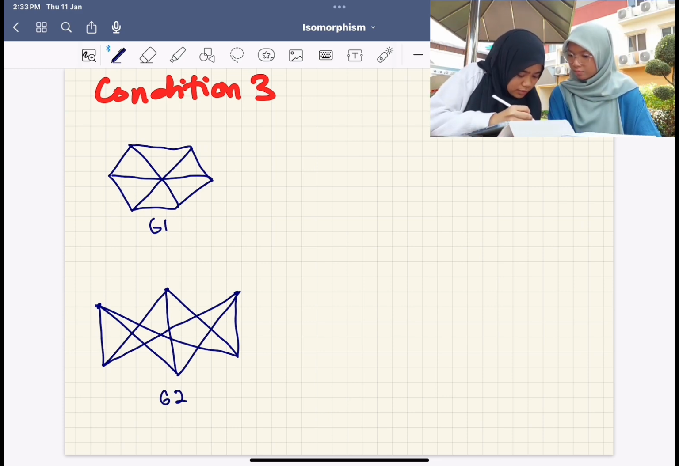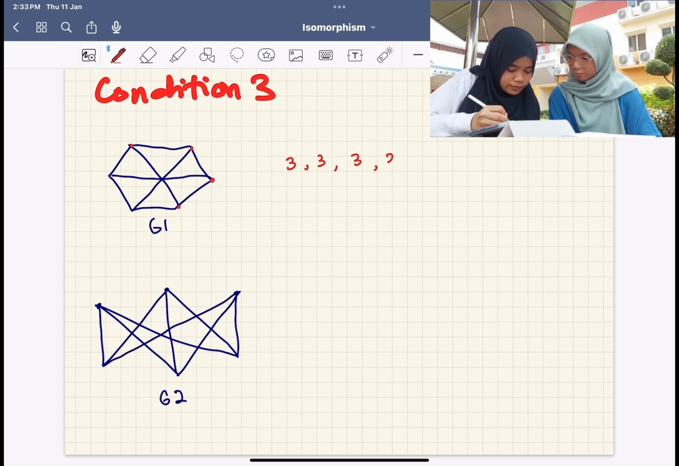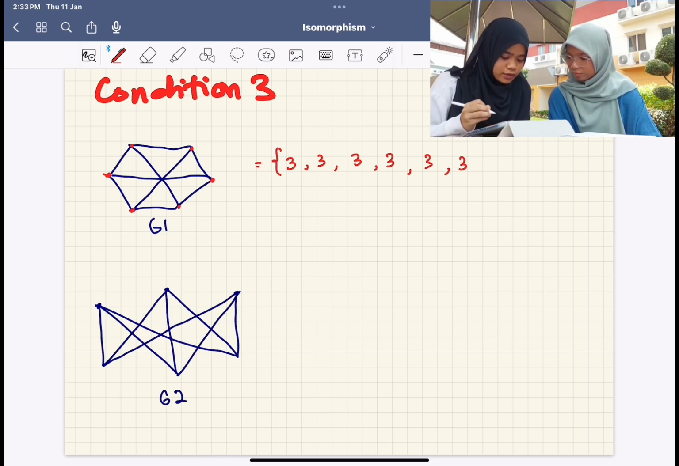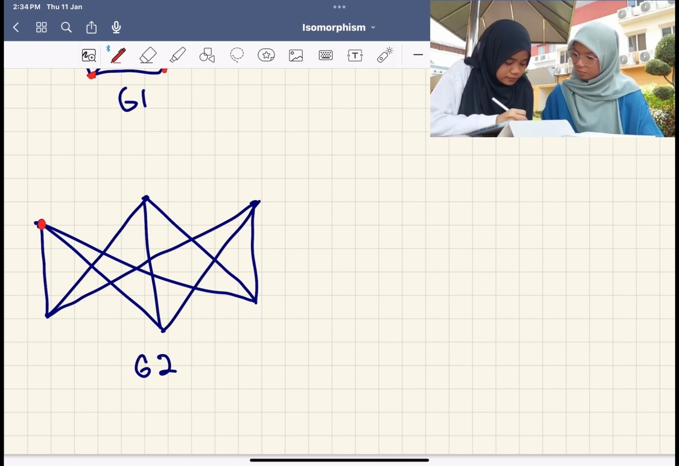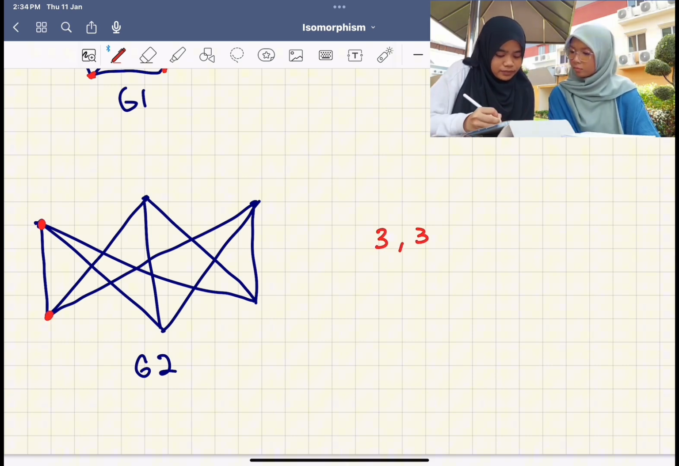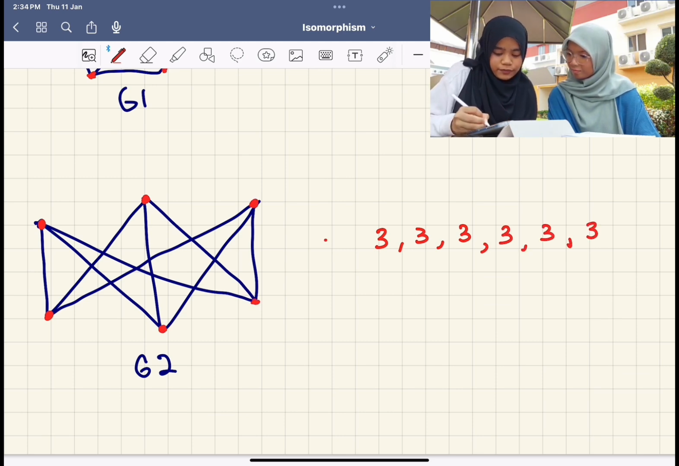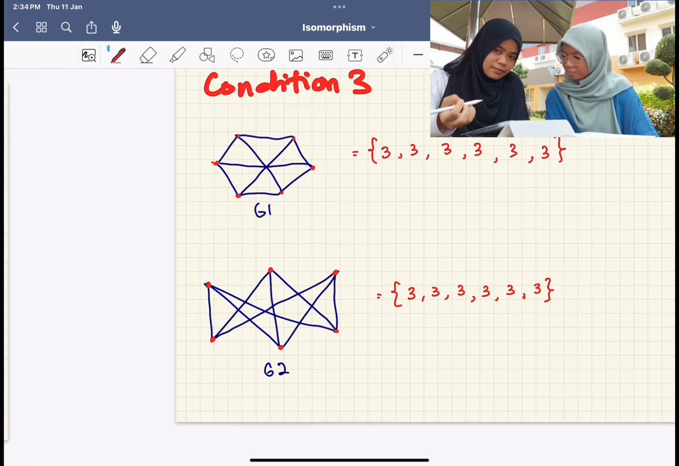So from here, you can see 3, 3, 3, 3, 3, and 3. So that is the degree sequence for graph 1. And next for graph 2, let's start from here. There is 3, 3, 3, 3, and 3. And so, from what we can see, they both have the same degree sequence.